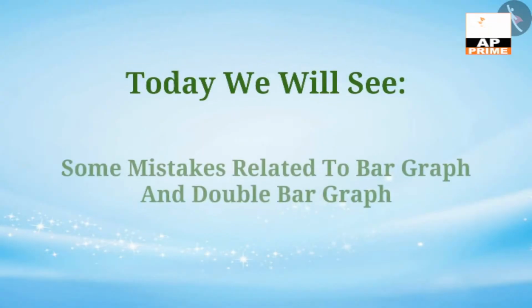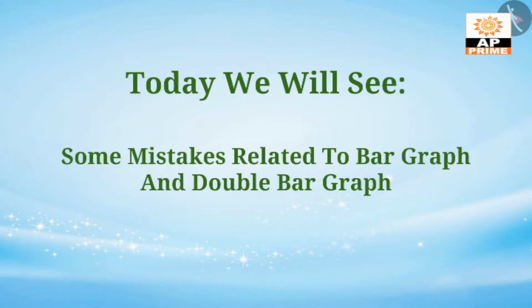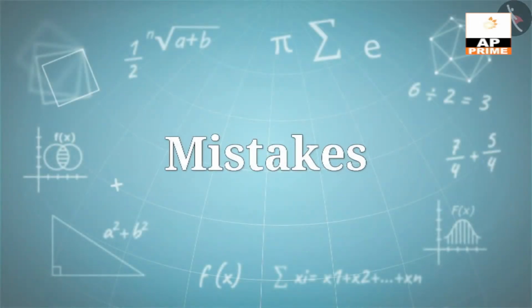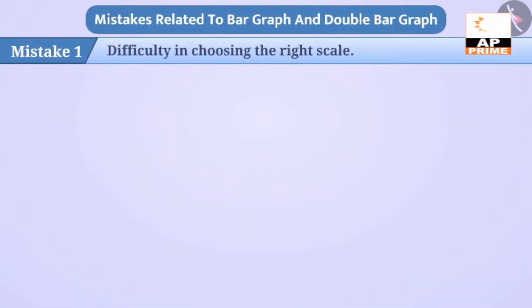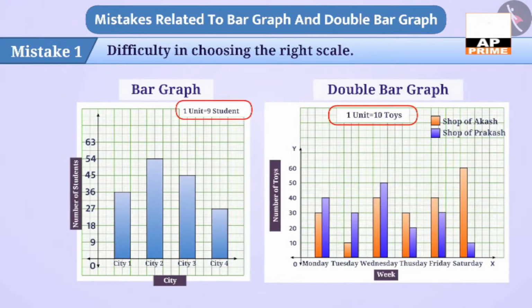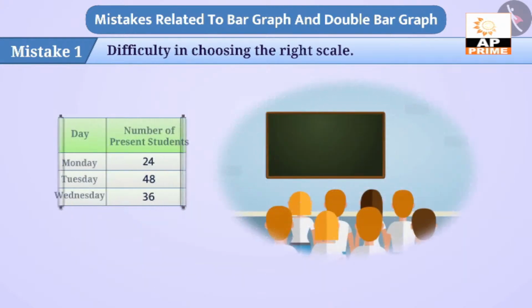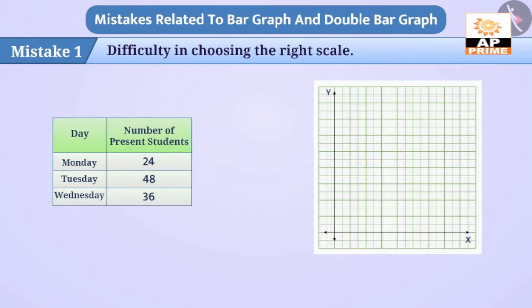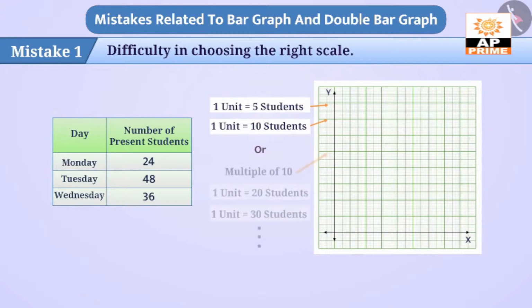Today we will see some mistakes related to bar graph and double bar graph. Mistake 1. Students often have difficulty in choosing the right scale when drawing a bar graph or a double bar graph. Like here, the number of students present in the class on Monday, Tuesday and Wednesday are shown. Children often think that it becomes easier to draw a bar graph if the scale is considered as multiple of 5, 10 and multiple of 10.